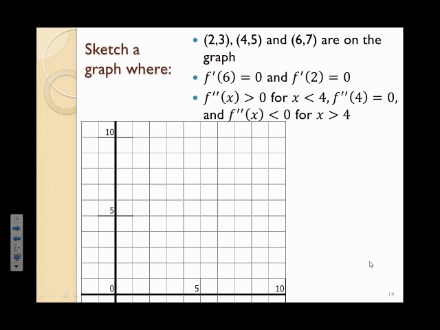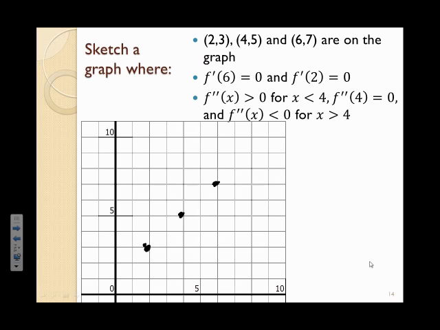So if we were going to sketch a graph where we have the points (2, 3), (4, 5), and (6, 7), let's put those on the board. The point (2, 3) would be 1, 2, 3 here. Oops, the board's a little bit off, but forgive my funny point. Then (4, 5) would be about here, and then (6, 7) would be here.